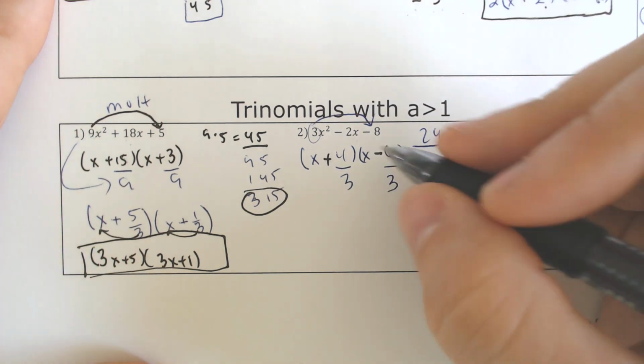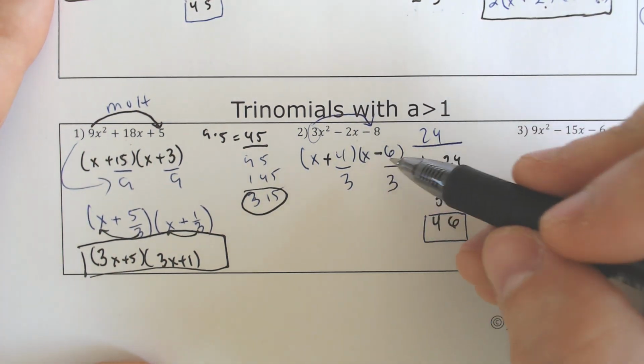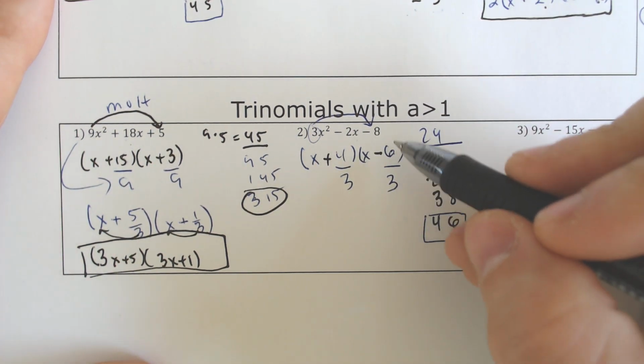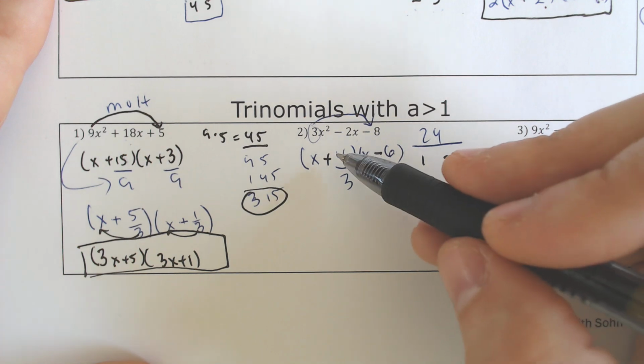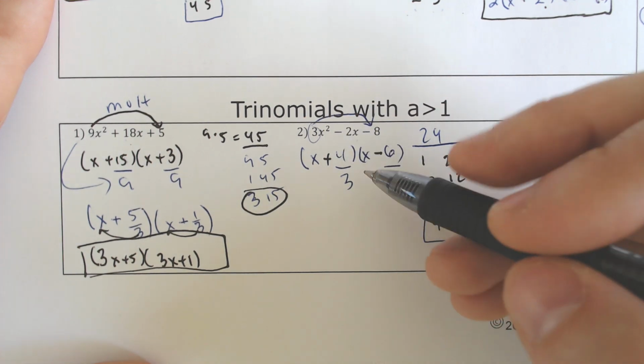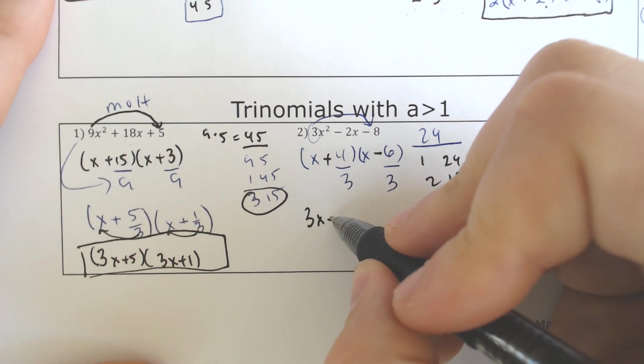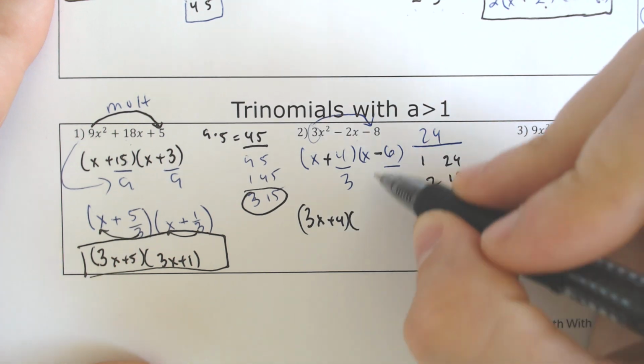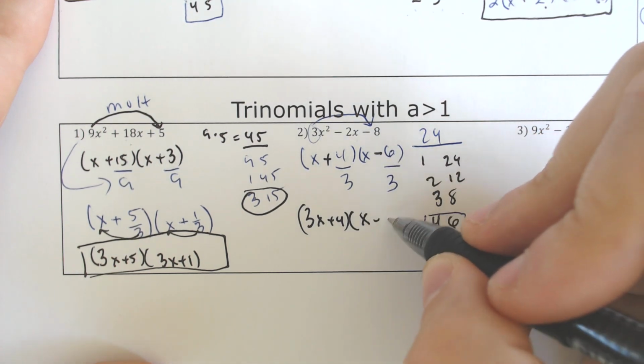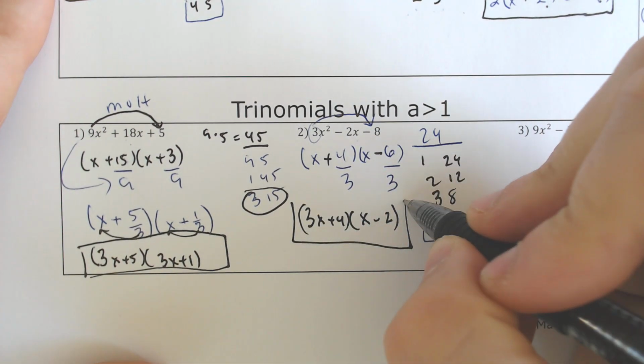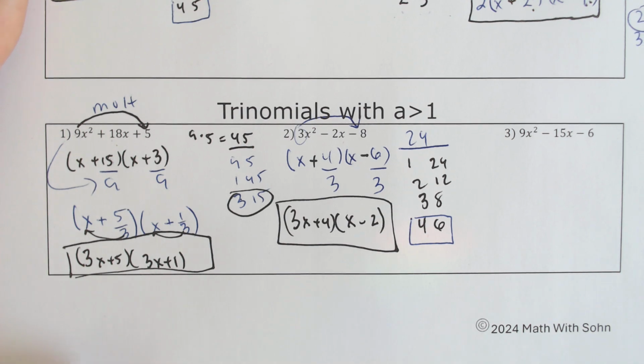This is the more typical version where they don't simplify. We got 6 divided by 3, that's going to be 2. And this 4 doesn't divide by 3 and it doesn't simplify, so you just put it in front. 3x plus 4, and then x minus 2, because 6 divided by 3 is 2. There is our final answer.